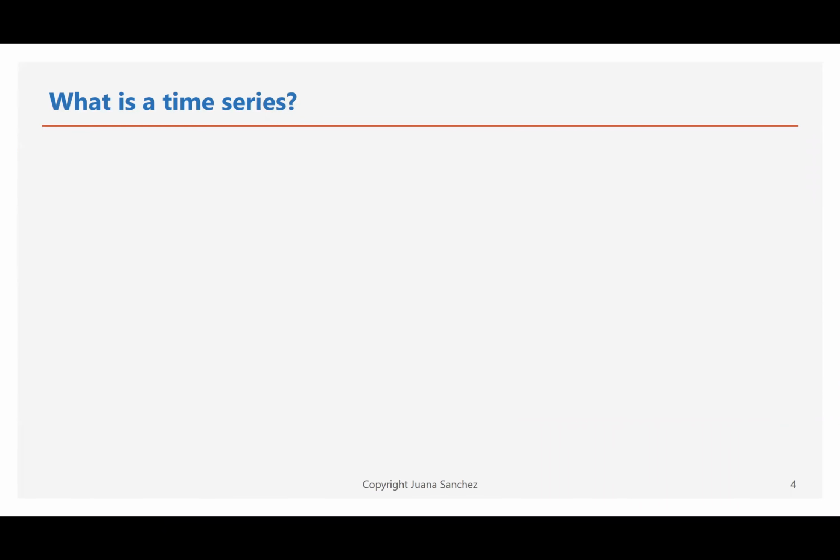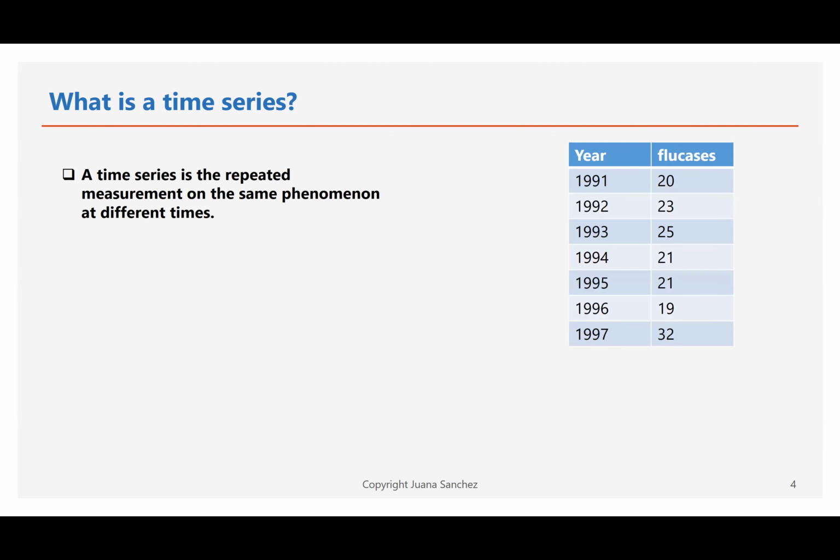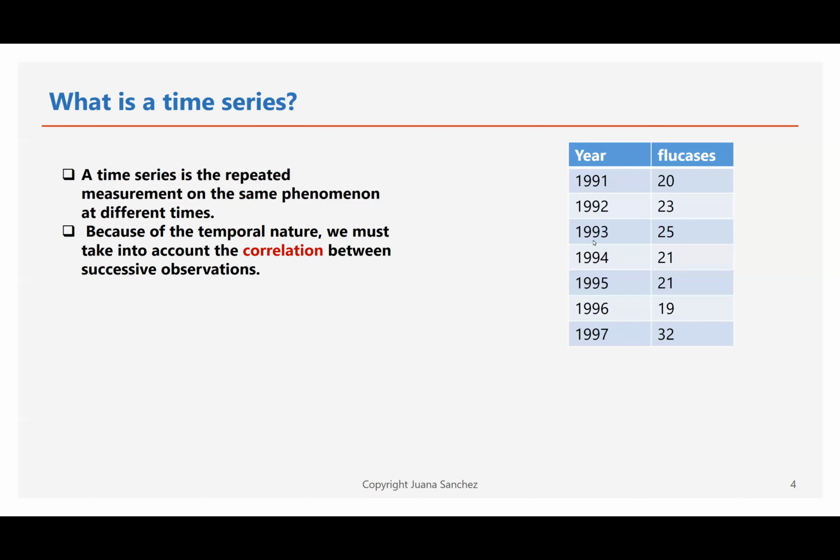What is a time series? A time series is the repeated measurement of the same phenomenon at different times. Here is a little example. This is a time series. There is a time index or time stamp and a measurement. In this case is the number of flu cases. Because of the temporal nature, we must take into account the correlation between the successive observations, between the flu cases in this case.